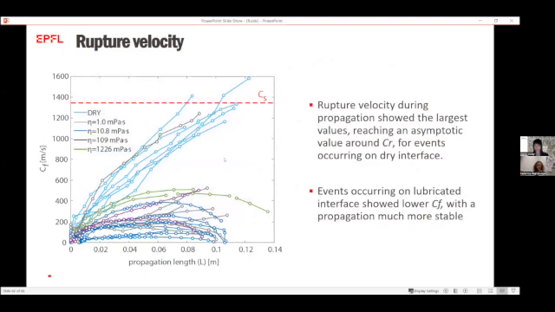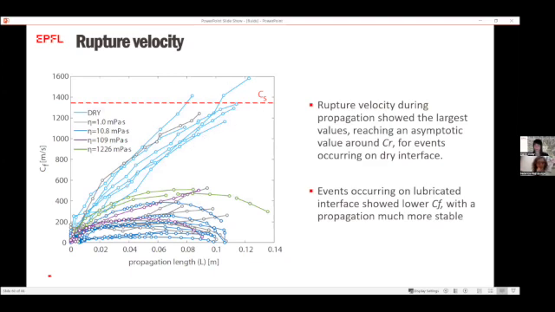Then from the photoelasticity measurement, we could also measure the velocity of the propagation front, of the rupture front. And as you can see here, there are two main behaviors that come out. So what is shown in light blue is the evolution of velocity for dry conditions. And you can see that they reach quite high values, comparable to the railway speed.